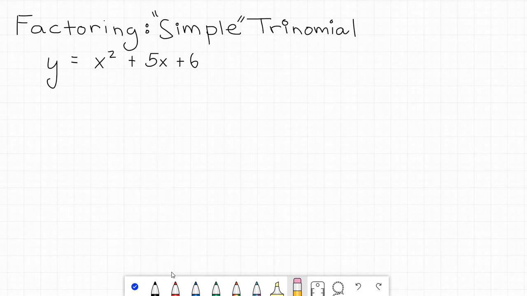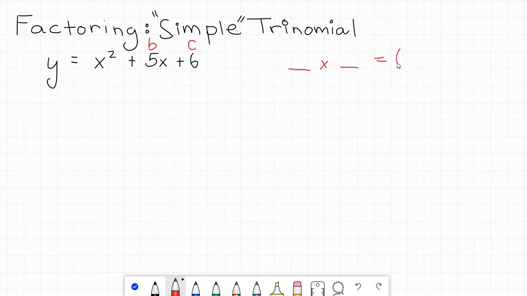So what you need to look at are the numbers in front of the x. We usually label that as b. And then the constant number, the number that's by itself without any x's, we usually label that as c. What you need to do with those two numbers is, off to the side, write a little pattern like this. Something times something is equal to c.